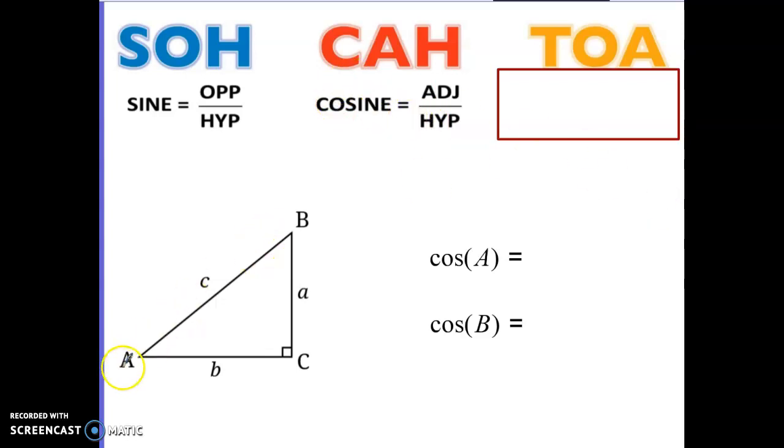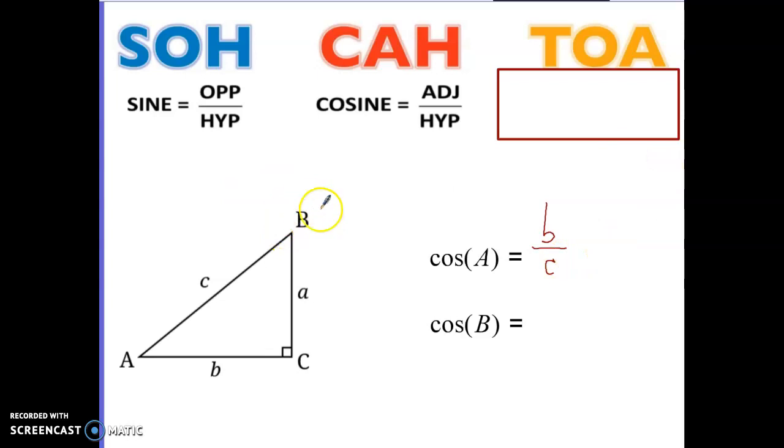All right, now let's figure out what those things are. So for A, the adjacent side to A, the one that's next to A but not the hypotenuse, that's B. And cosine is adjacent over hypotenuse, so C in the denominator.